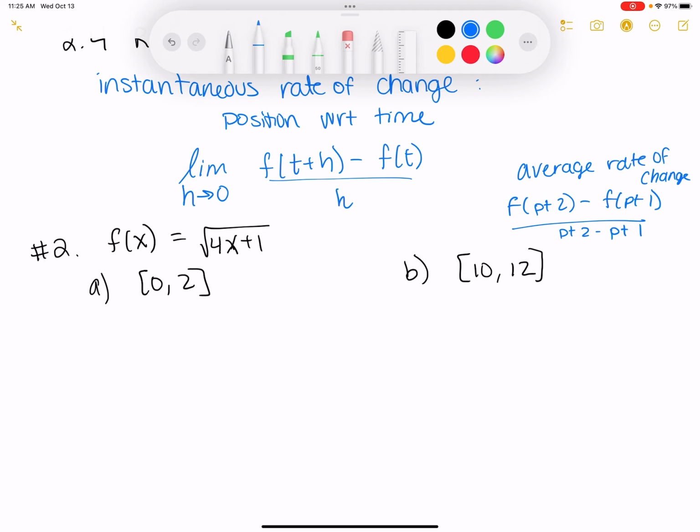I forgot these problems are asking for average rate of change. When we get to the instantaneous ones, then we'll be using this other formula. I misread the instructions initially. So with these ones, we're literally just plugging in the points.